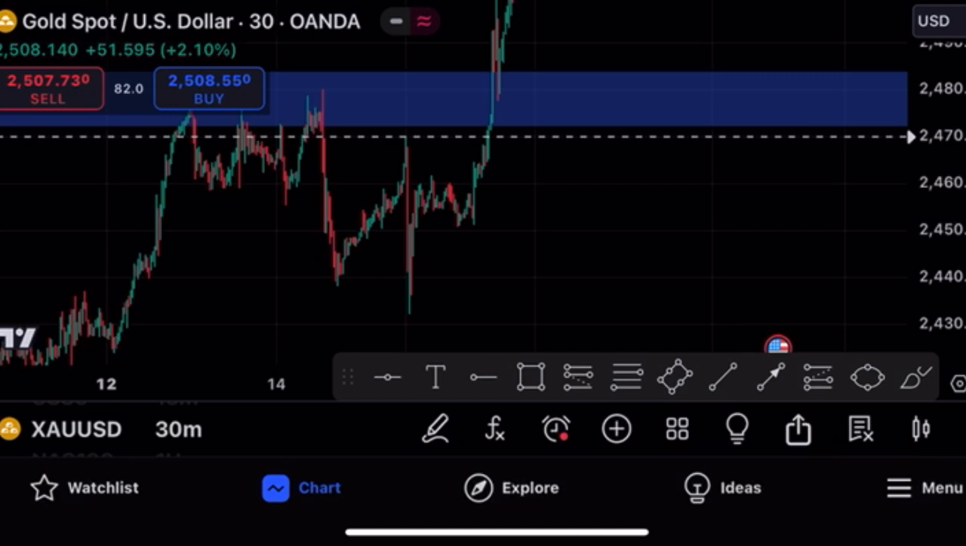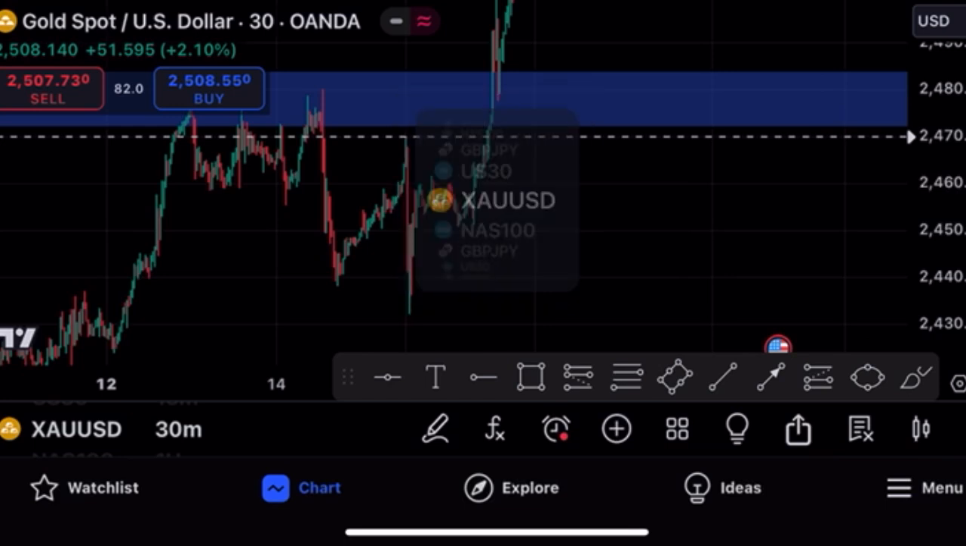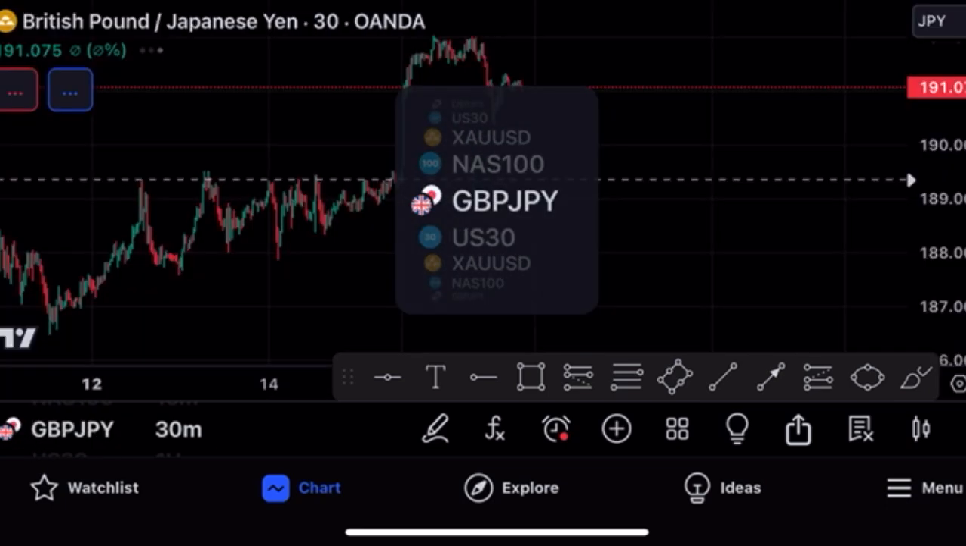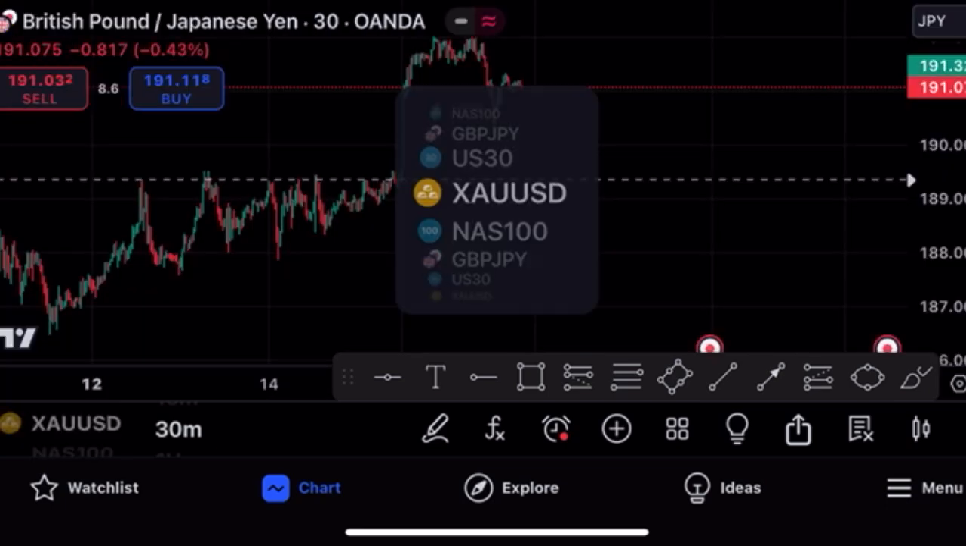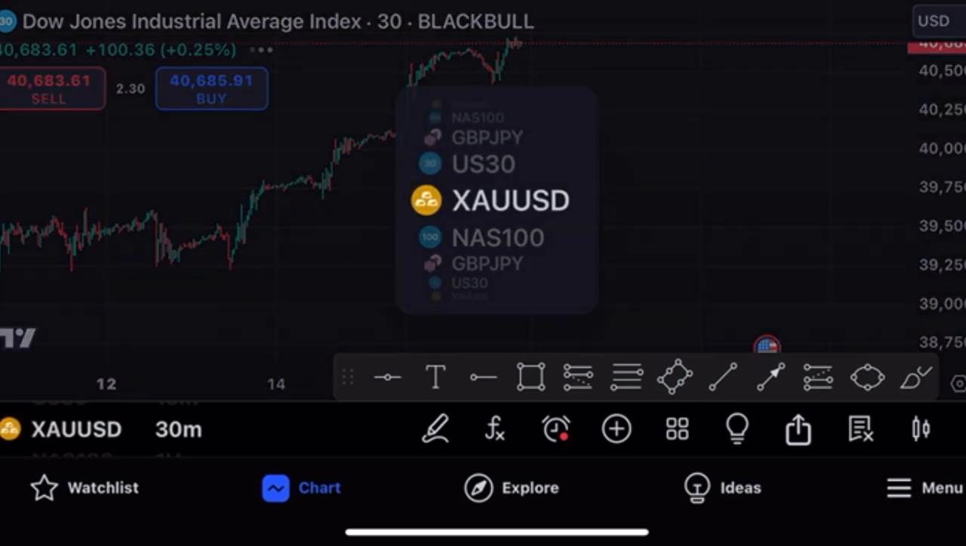So I hope this tutorial has been informative. I'm also going to show you guys to the side how you can scroll to get to your pairs that you're trying to go to. And again, if you don't see, I'm going to turn the phone back around.